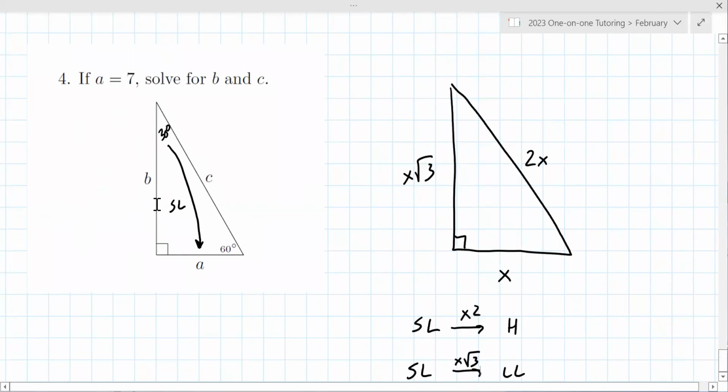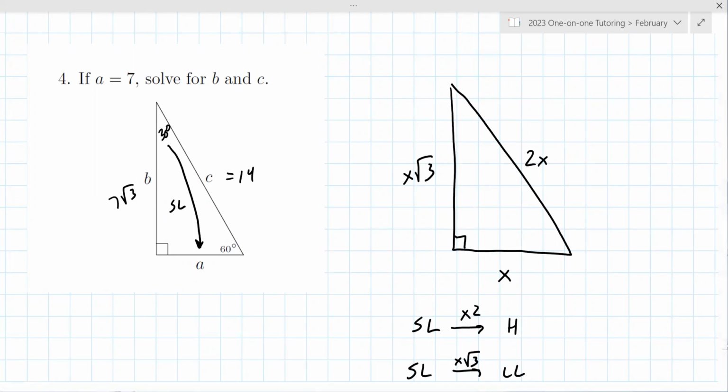Okay. So in this example here, can you tell me B and C, or C and then B, based on this drawing? C will be 14. And then B will be 7 times the square root of 3. Good.